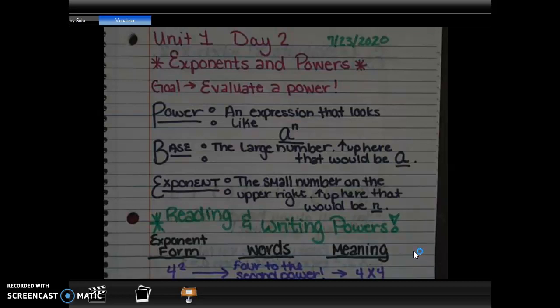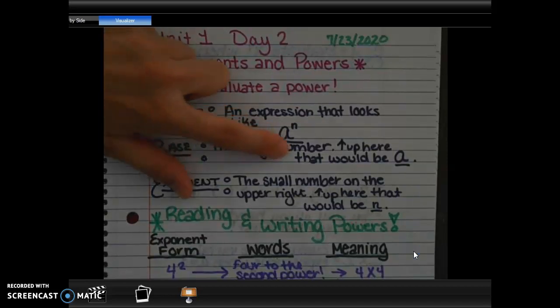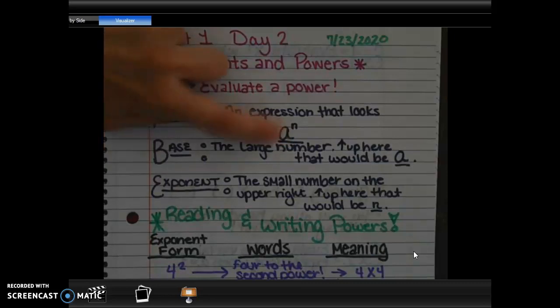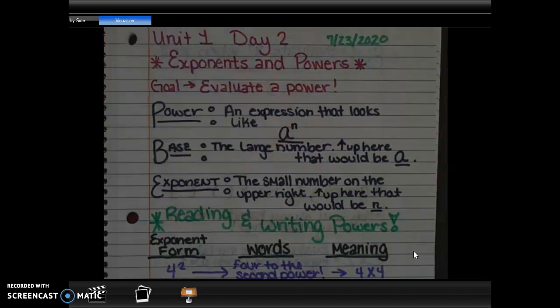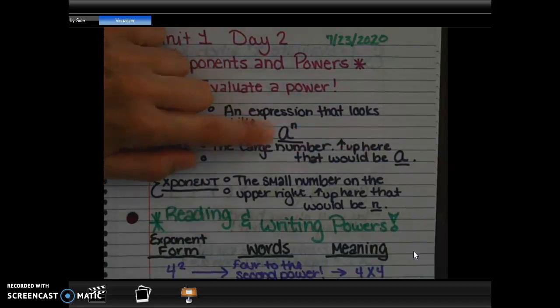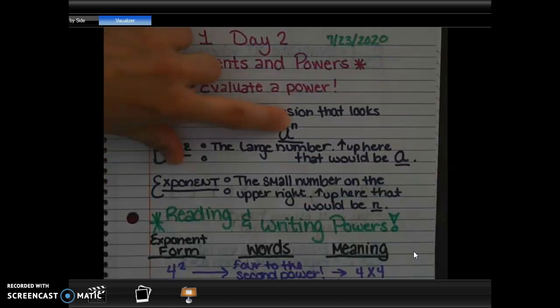So what is a power? It's an expression that looks like this. So it has a large number, like this A represents that large number, and then there's this little bitty number up in the right-hand corner. This is considered a power. It's made of 2 things, a base and an exponent. Your base is going to be that large number. That would be A up here. So this is the base. The exponent is the little bitty number up in the right-hand corner. So that would be N in this example here.